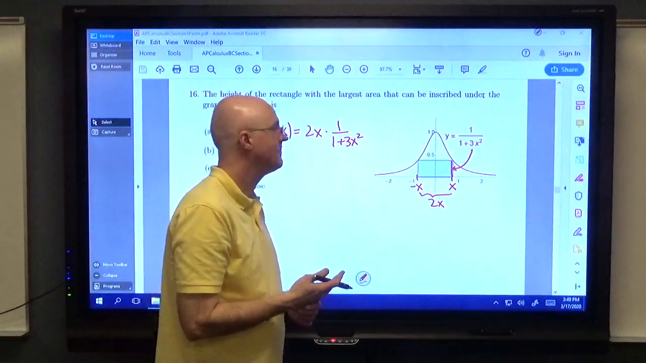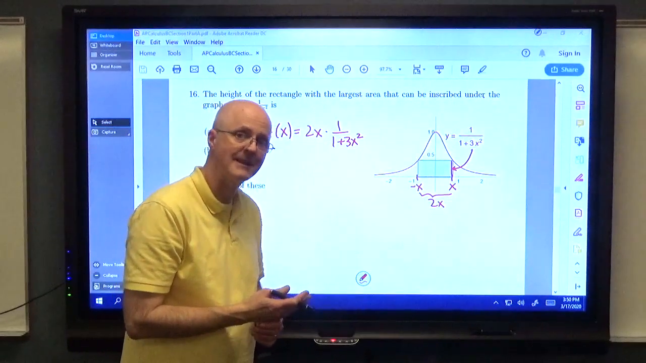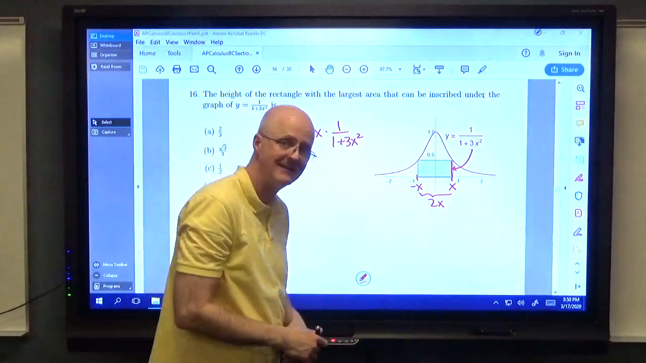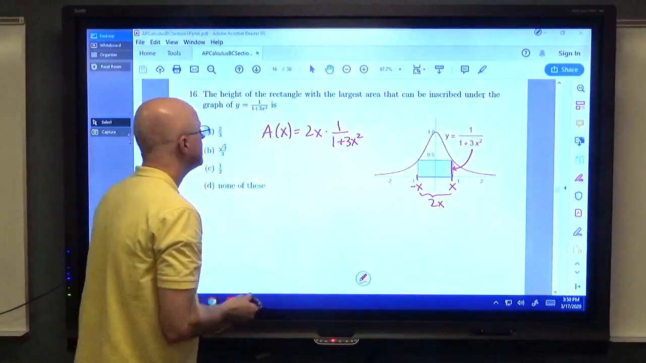But the maximum value is not the answer to the question, and the x value where it's maximized is not the answer to the question, but the corresponding height. Plug back into the original function. That will be the answer to the question.